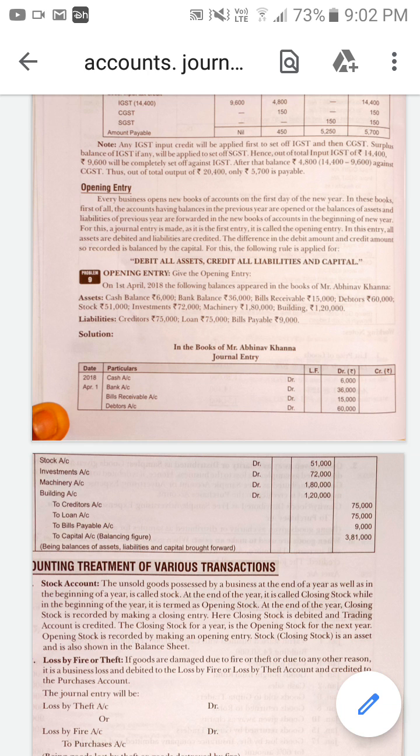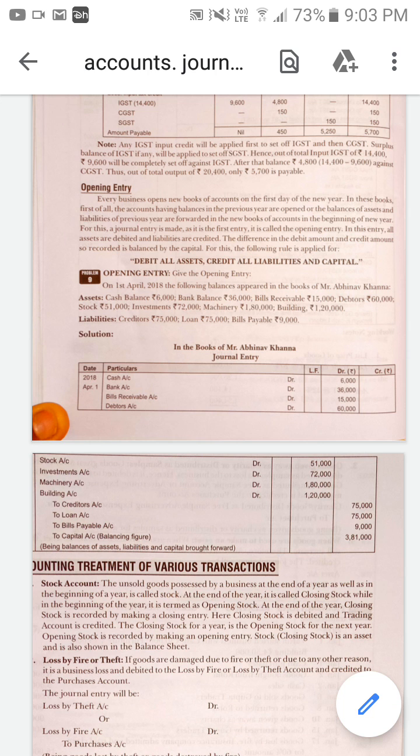There is a difference between the debit amount and the credit amount, and the difference is to be recorded. It is balanced by the name of capital. We already studied the accounting equation, no? So we are following that rule only. That is, debit all assets, credit all liabilities and capital. This is the rule for the opening entry. Okay, so see problem 9. Give the opening entry.